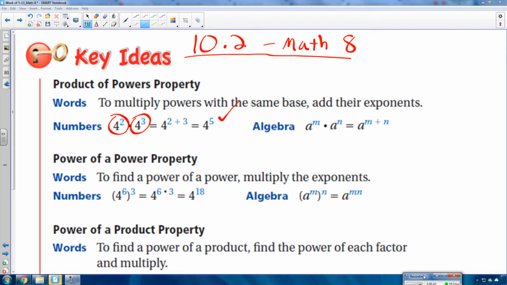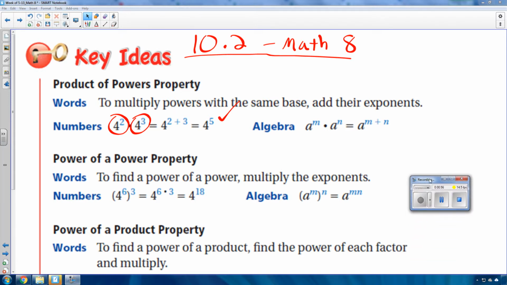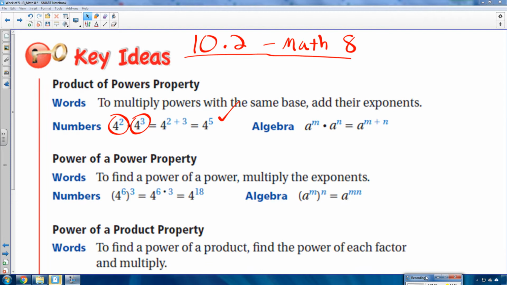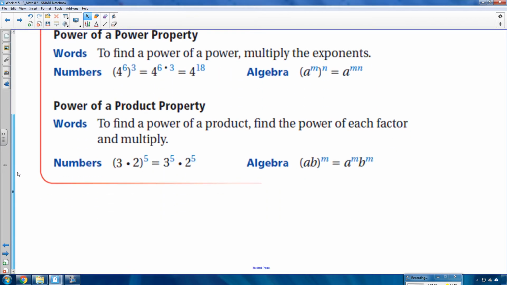The bases, of course, have to be the same. In my example, my red circles are both 4. The base is 4, so you just simply add the exponents. Does that make sense to everybody? So that's what we're trying to do here. Let's do a couple examples, keeping the base and adding the exponents, and see what we can do. So here's basically the rules.